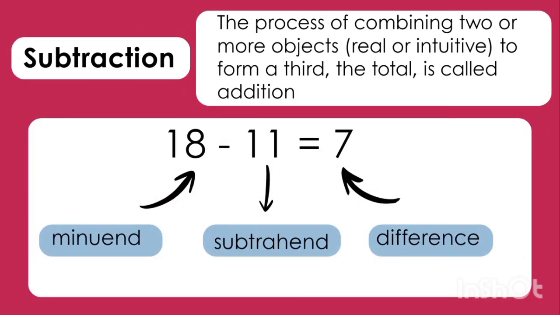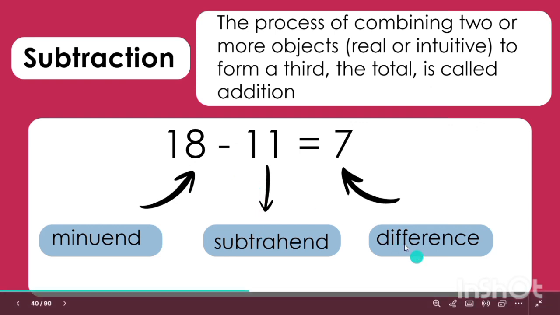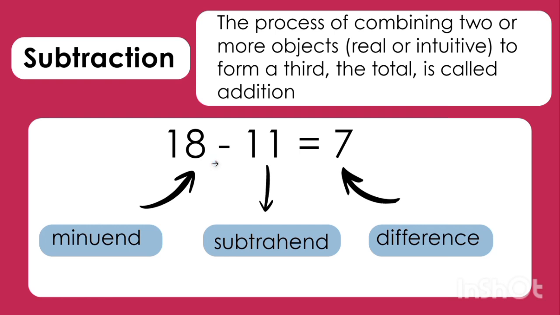For subtraction, this is called the minuend, this is the subtrahend, and this is the difference. The minuend is the number being deducted from. The subtrahend is the number deducted. Then the answer will be the difference.